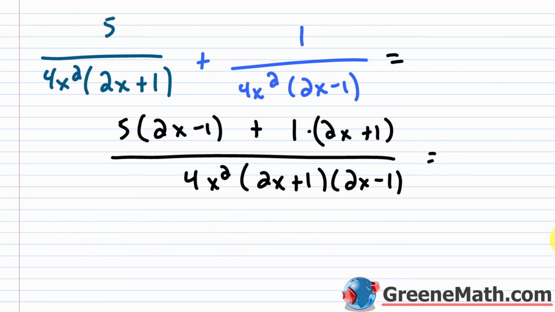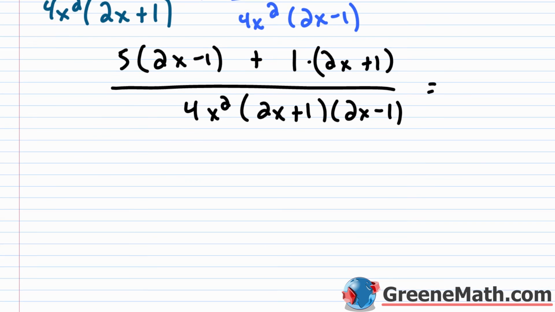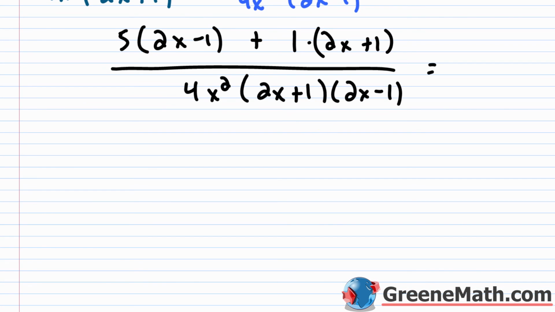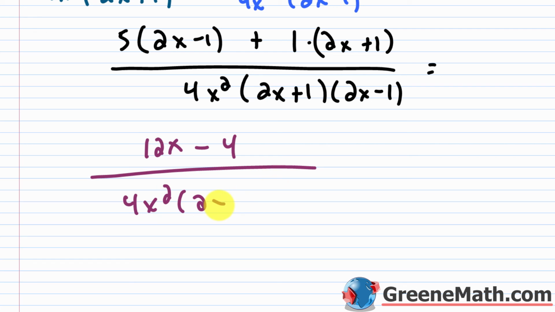If you didn't simplify that, it would be a very, very long process to get the same answer, but you could still do it. So we'd have 5 times 2x, that's 10x, and then minus 5 times 1 is 5, and then plus 1 times anything is itself, so it's 2x plus 1. Let's go ahead and simplify. This would be 12x if I added 10x and 2x. And then negative 5 plus 1 is negative 4. So 12x minus 4 over the 4x squared times the quantity 2x plus 1 times the quantity 2x minus 1.